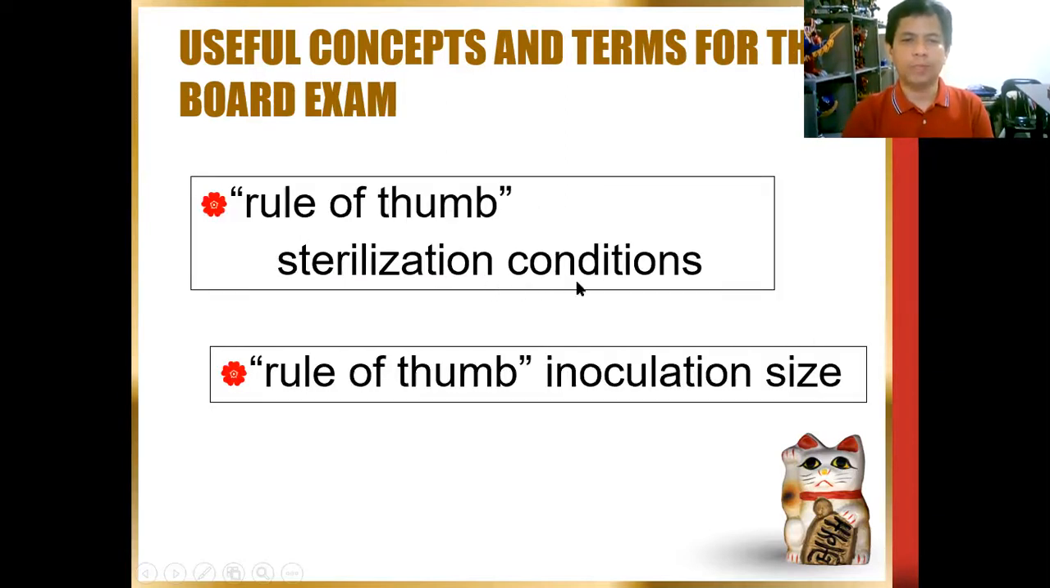Anong rule of thumb sa sterilization condition? 121 degrees Celsius, 15 psi, 15 minutes. No? Anong rule of thumb sa inoculation size? 5 to 10% of the fermenter volume.